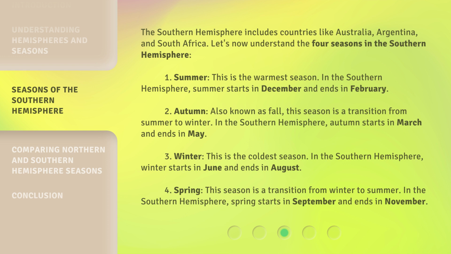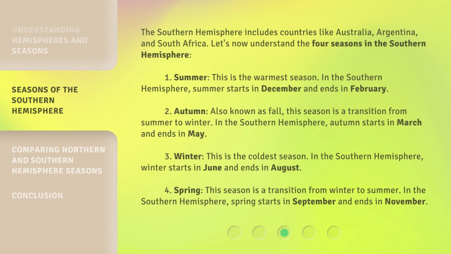2. Autumn, also known as fall. This season is a transition from summer to winter. In the Southern Hemisphere, autumn starts in March and ends in May. 3. Winter. This is the coldest season. In the Southern Hemisphere, winter starts in June and ends in August.